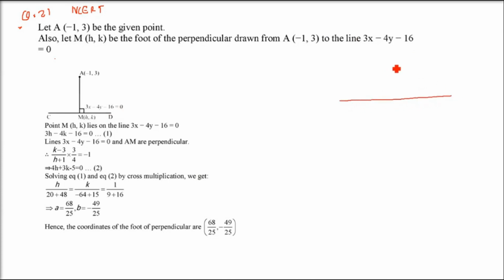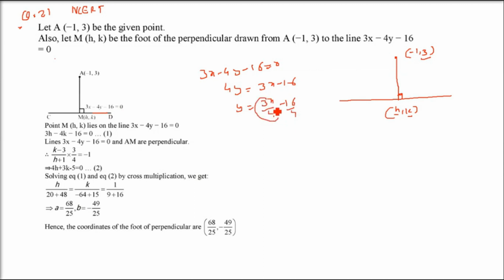So you have a line, and here we have (-1, 3), and this is the perpendicular projection. Assume it to be (h, k). The slope of the perpendicular is (k minus 3) by (h minus (-1)). The line is given as 3x minus 4y minus 16 equals 0, so 4y equals 3x minus 16, y equals 3x by 4 minus 16 by 4. This slope m is 3 by 4.